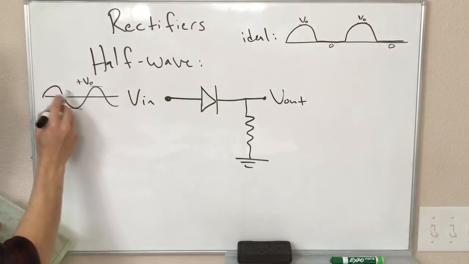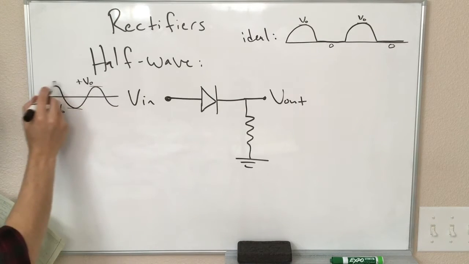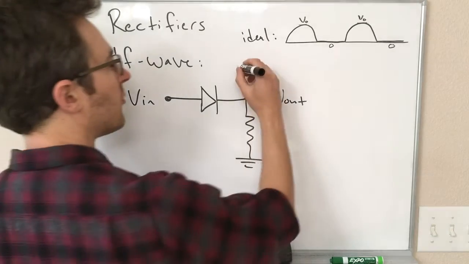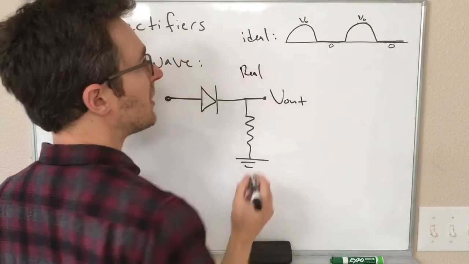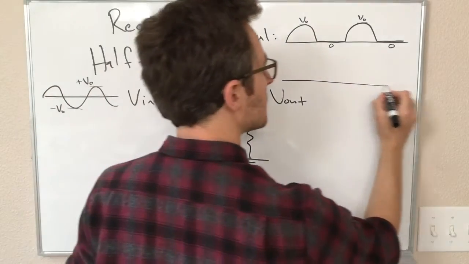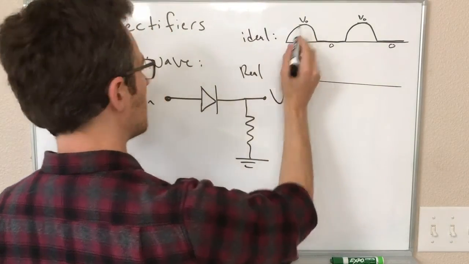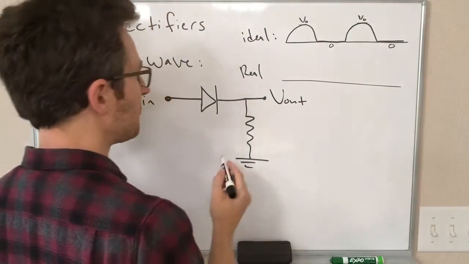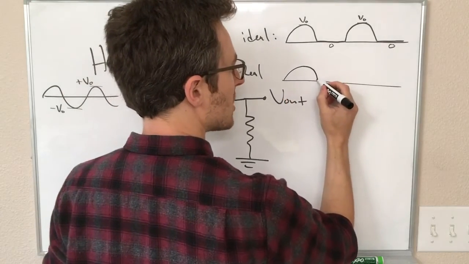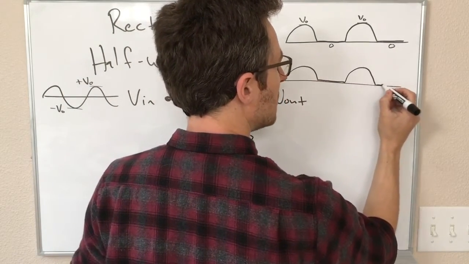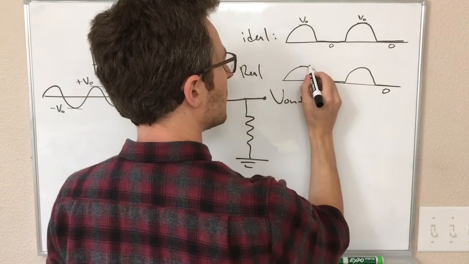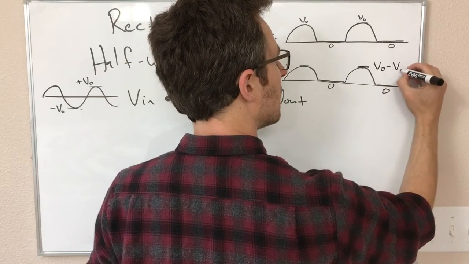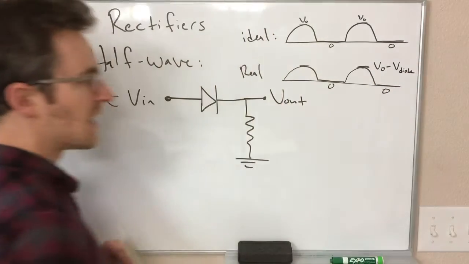So in other words, for the top half, it is exactly identical to the top half of this, and the bottom half of this is exactly 0. For a real diode, our graph isn't going to be exactly this shape, because we're going to get a small drop in the forward direction, right? If this is a silicon diode, we're going to get like a 0.7 volt drop. So we're going to end up with something that's the same shape, but our peaks are just a little lower. These are still 0, but here, instead of V naught, we're going to have V naught minus whatever the diode drop is.